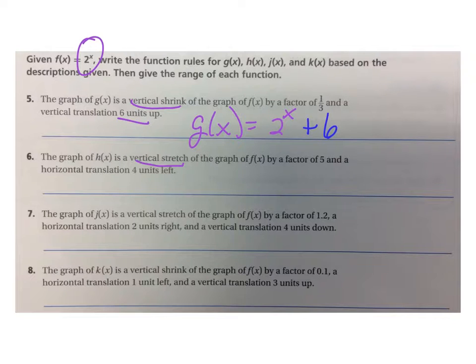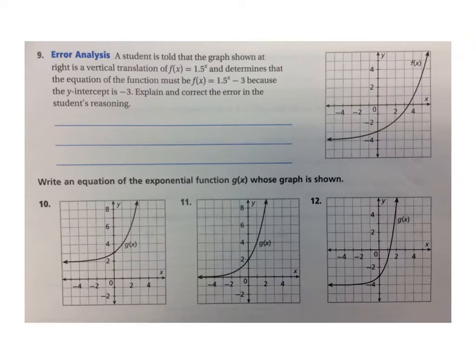On number 6, we'll talk about the stretch by a factor of 5, but I want to go horizontal translation 4 units left, so since this is h of x, still 2 to the power of x, and because we want to go 4 units left, in the exponent we're going to add 4, because it went left, so we want to add 4. Now you try the other two, and again, don't do the factors, we'll do those tomorrow in class.